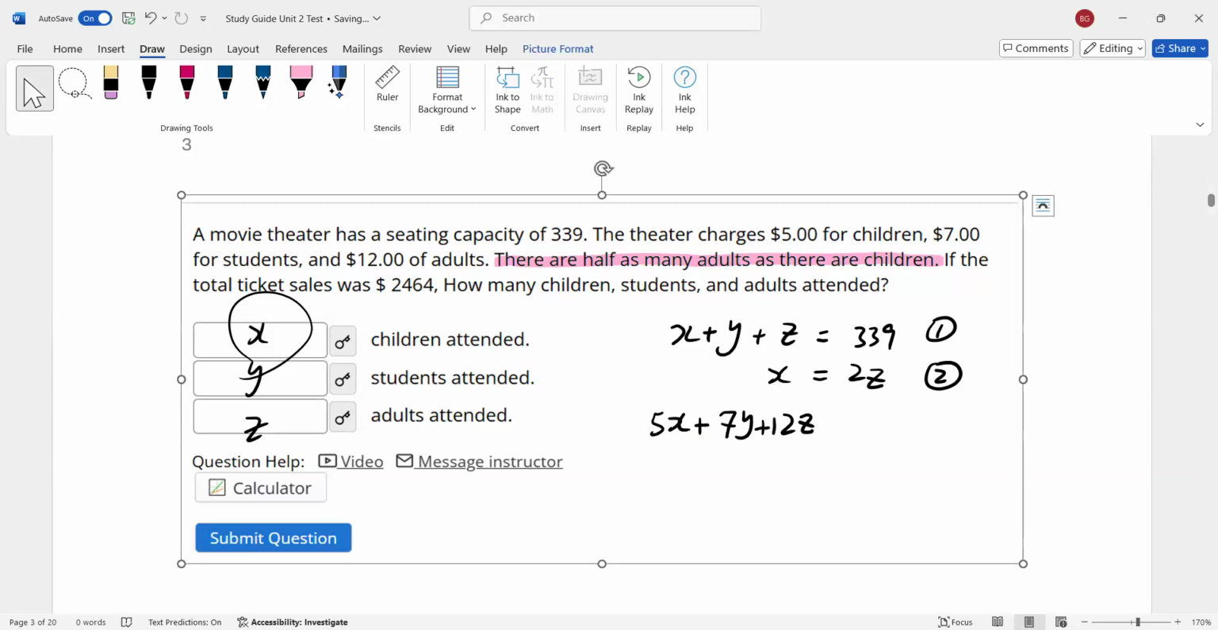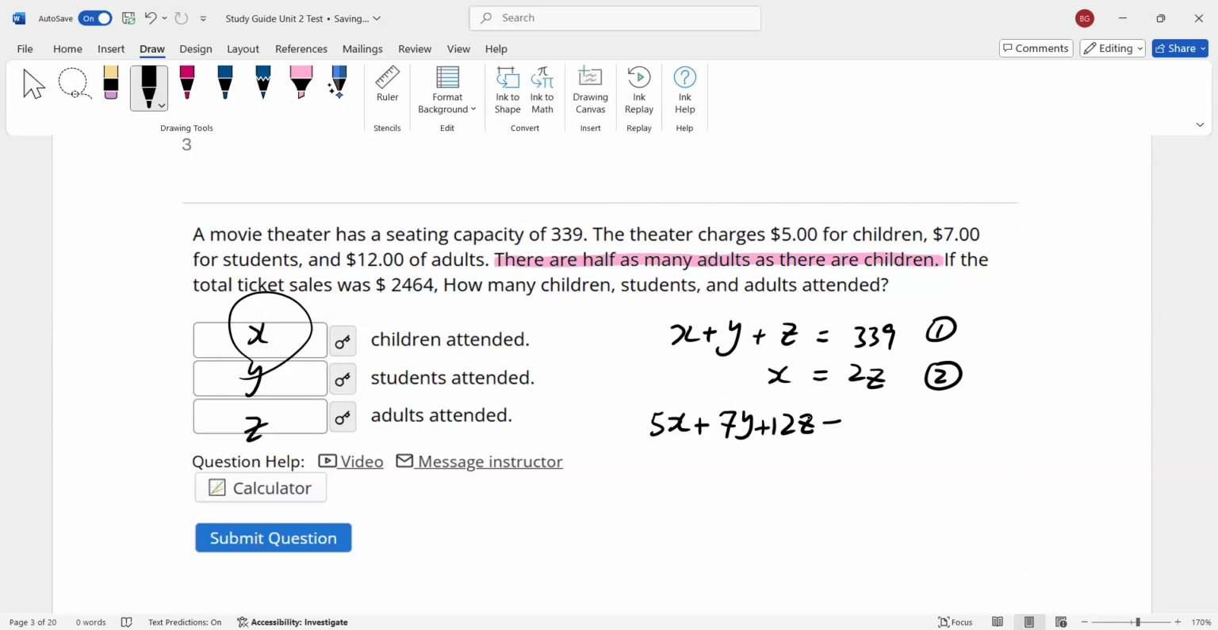12z is the income from the adults. Together, on that day, the revenue was $2,464. That's equation 3. Here we go. We have the system. That system models the situation in the problem. And the rest of the work is to solve the system, right?